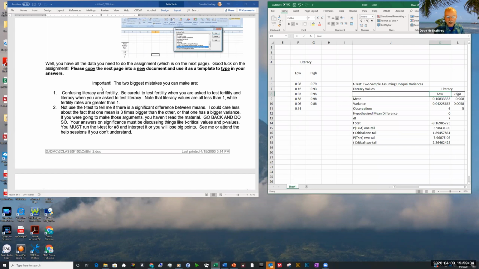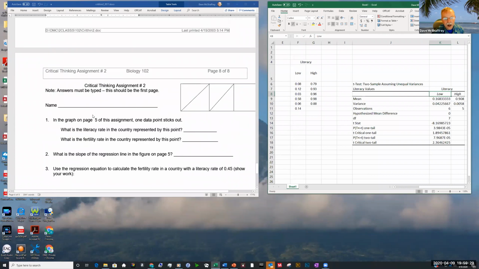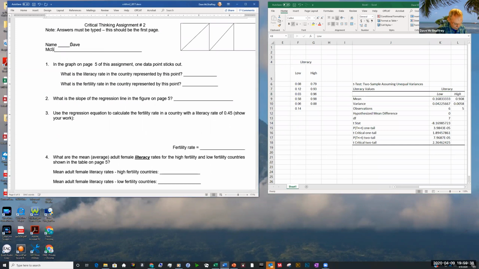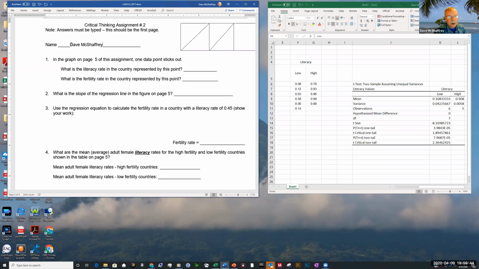The other thing is, if I ask you for a significant difference between the means, don't tell me, oh, it's significant, one's 3 times bigger than the other. Do the statistics and interpret the values. So in other words, on question number 8, run the t-test and interpret it or you're going to lose some points. And again, I'll do some help sessions if you need them, but what I'm doing right now is basically the help session. So here's the critical thinking assignment. This is the only page that you should be turning in. You type in your name, and then we can get rid of some of those.